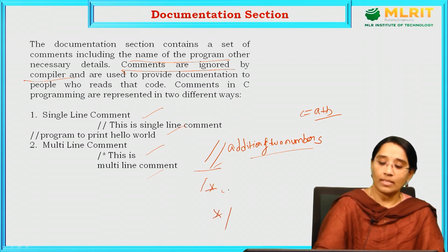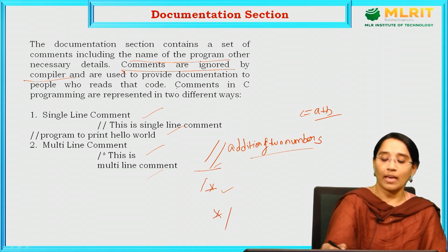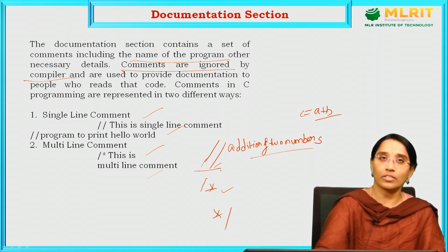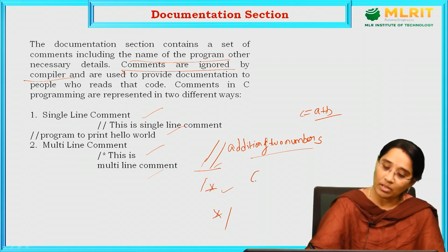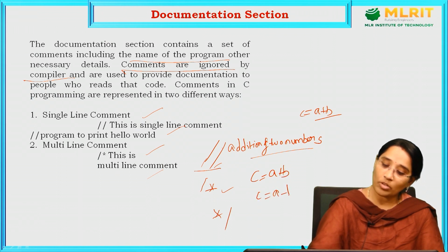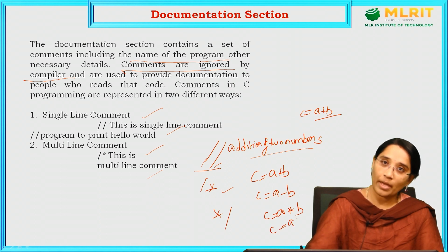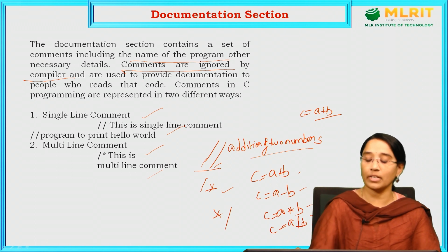These comment lines are ignored by the compiler. They will not come under the part of execution. They are written for our better understanding. Let us take one more example. In my program I have C is equals to A plus B, C is equals to A minus B, C is equals to A into B, C is equals to A by B. These are the four statements I have written in my program.